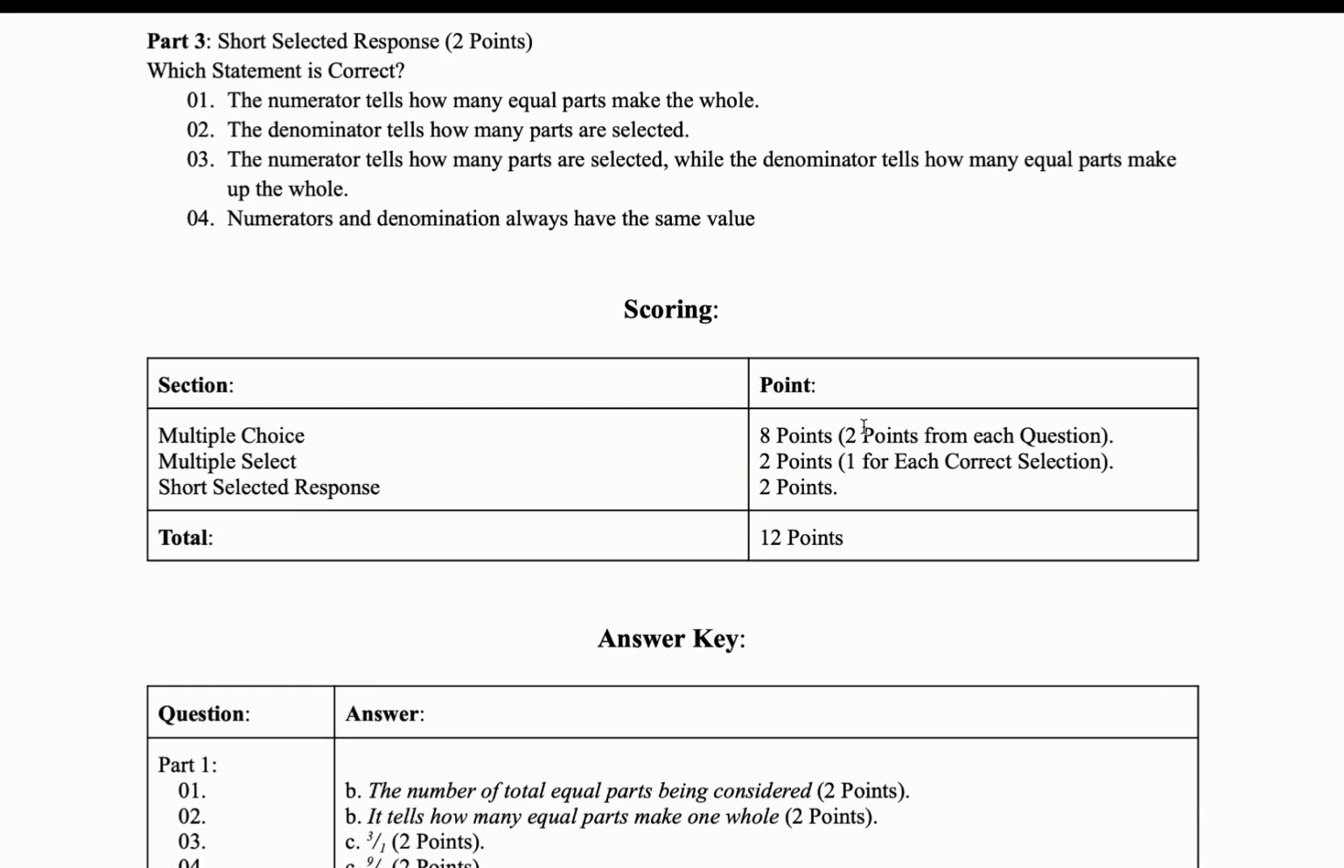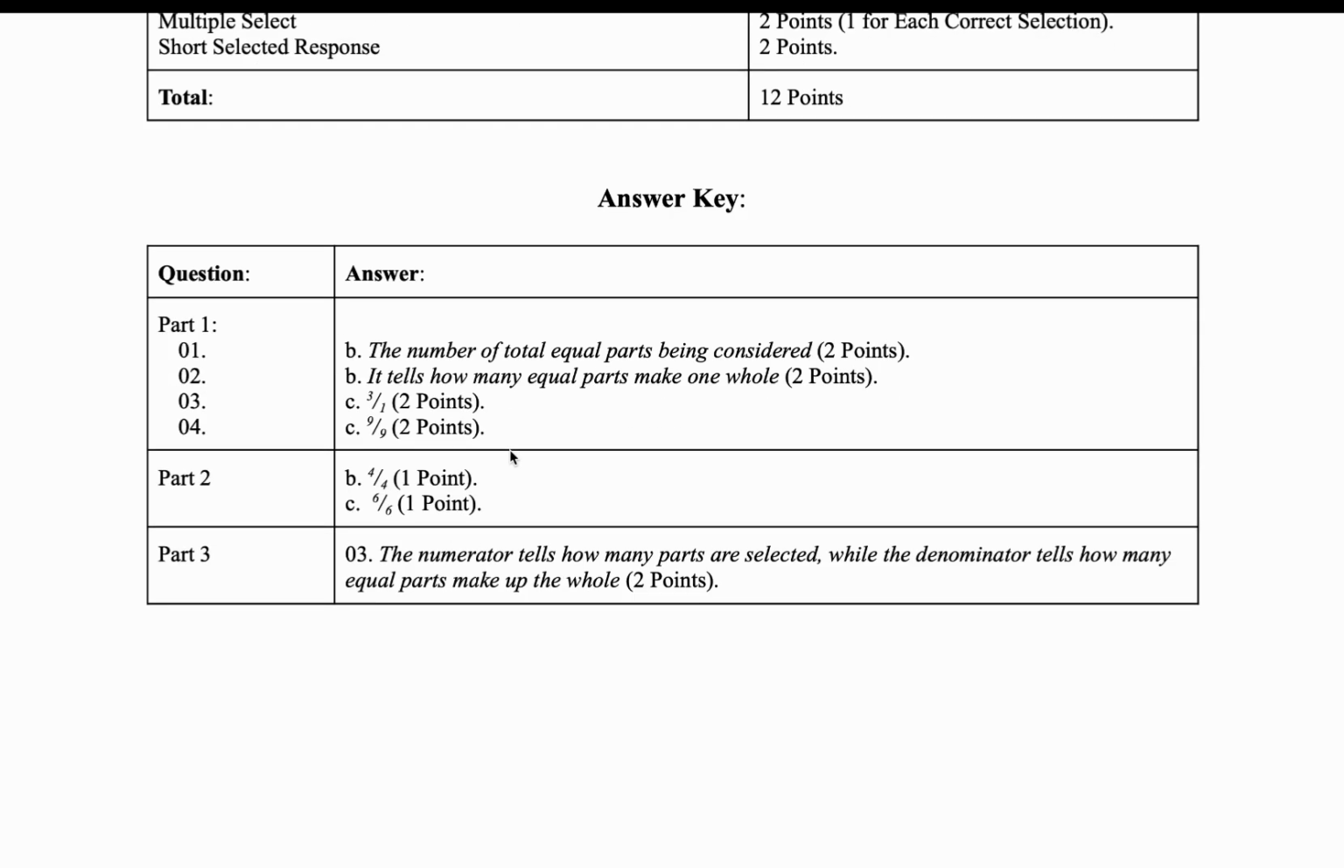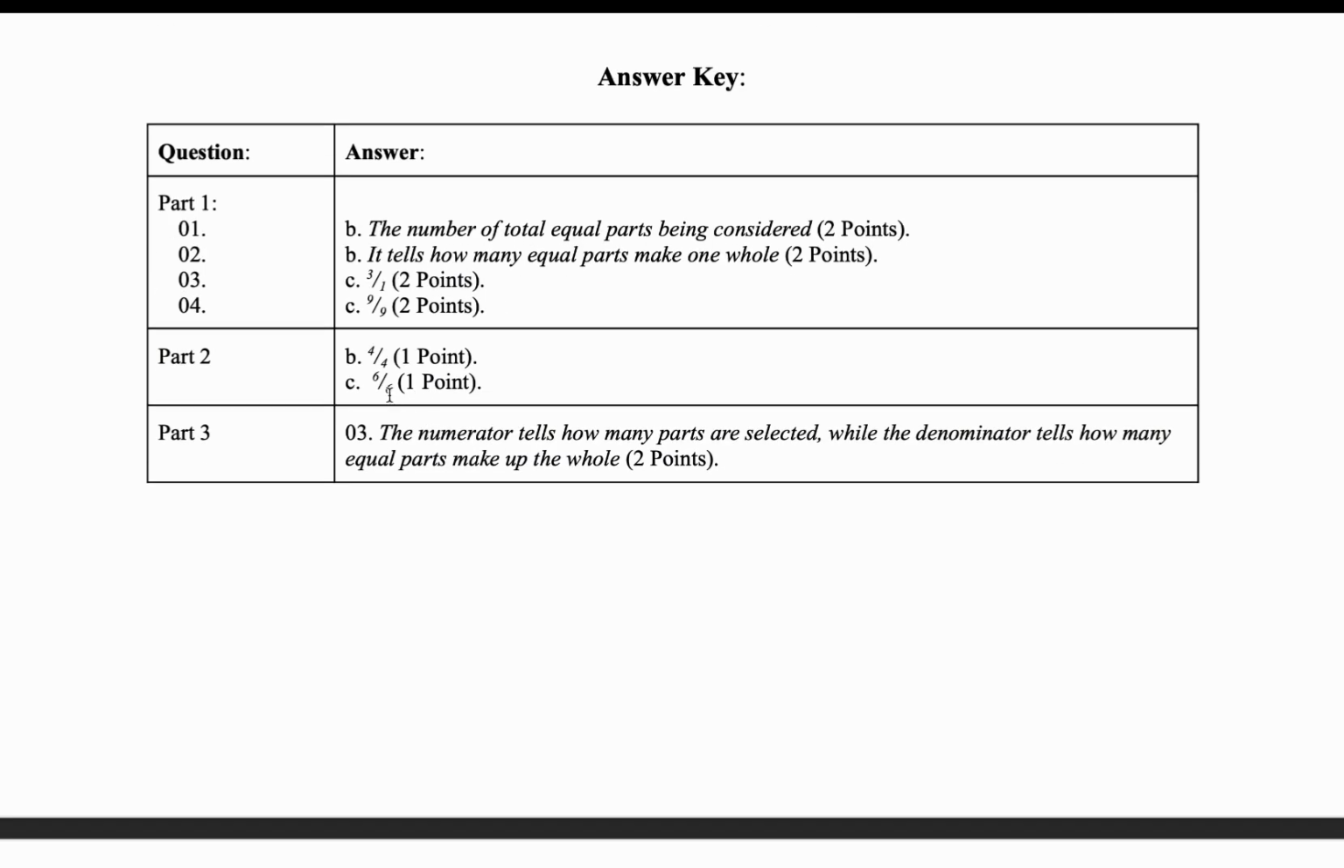The scoring is as follows. In the first part for multiple choice, there was 2 points for each correct answer. And then in the multiple select, 1 point for each correct selection. And then for this part 3, it was 2 points for the correct answer. The answer key just takes you through exactly what I was talking about before, just which one is the correct multiple choice, which ones are the correct multiple select, and then which one is the correct answer for part 3.